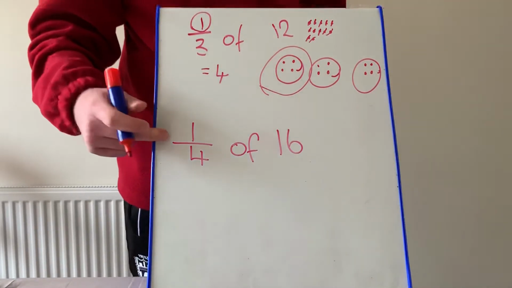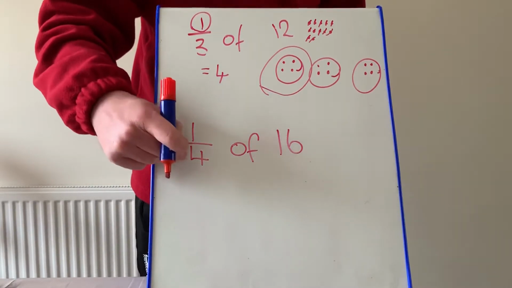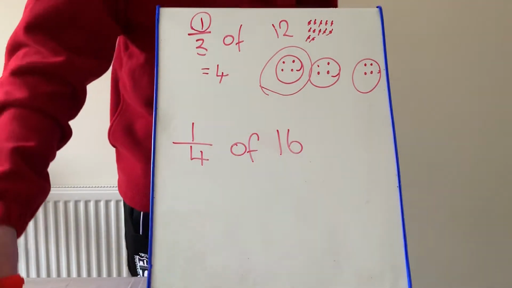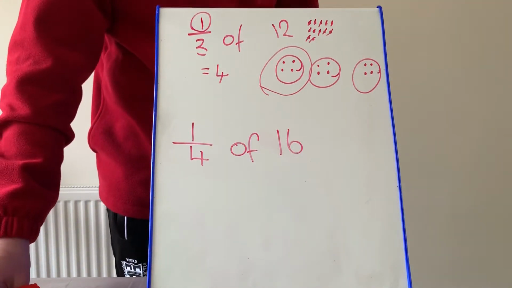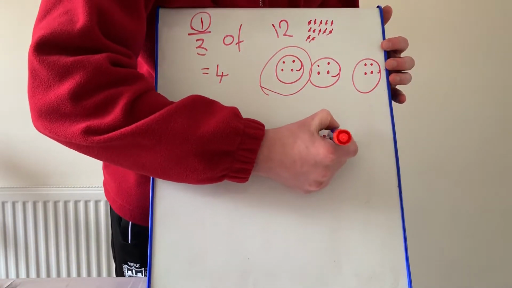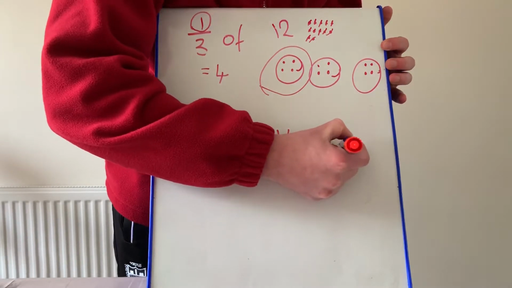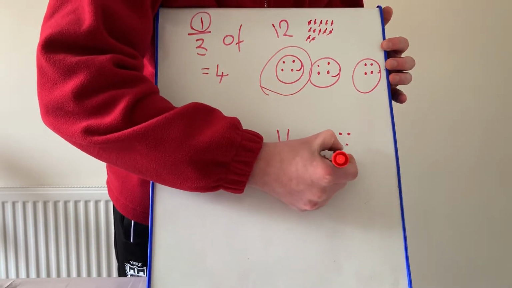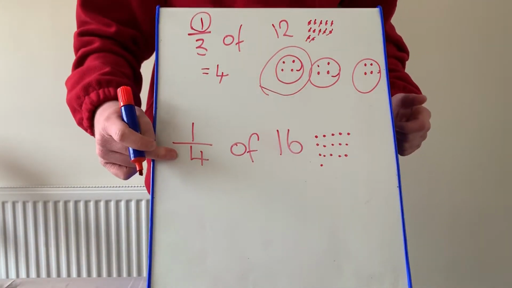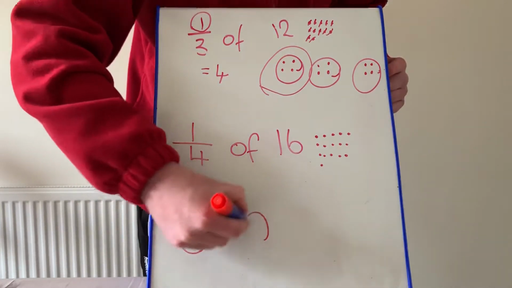Pause the video and see if you can have a go at this question here. Remember, divide by 4, then count the amount of dots on 1 plate. Okay, we'll do it all together. So I'm going to do my 16 dots. Remember, 5 on each line to make sure that I've got the right amount of dots. There's 15, 16. How many plates do I need to draw? That's right, 4, because I'm dividing by 4.